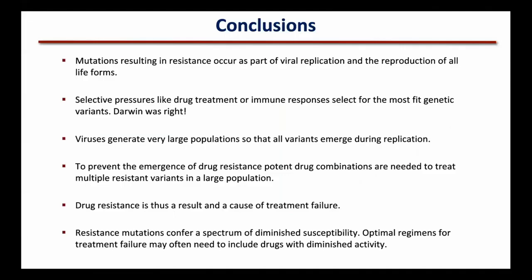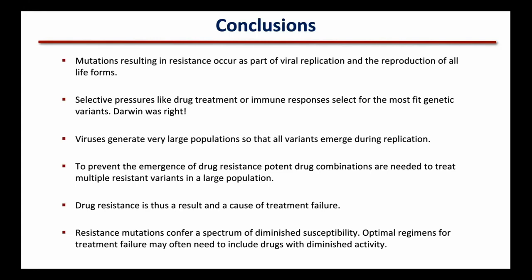So to conclude, mutations resulting in resistance occur as part of a viral replication and reproduction of all life forms. Selective pressures like drug treatment or immune responses select for the most fit genetic variants. Darwin was right. Viruses generate very large populations so that all variants emerge during replication.